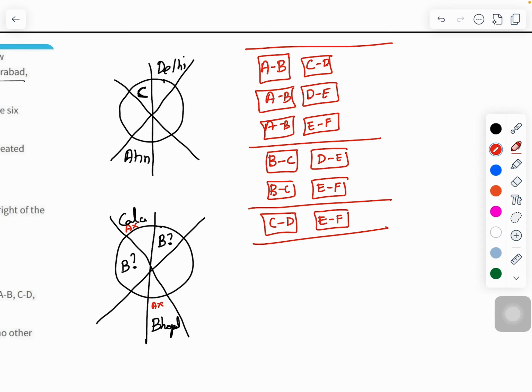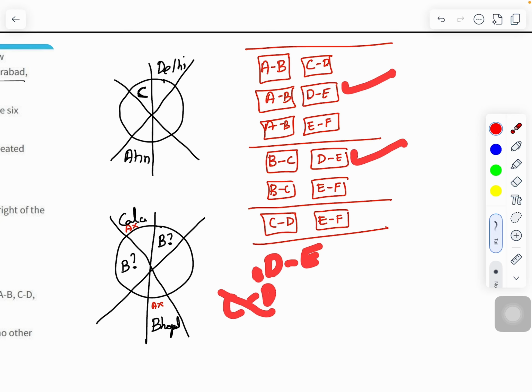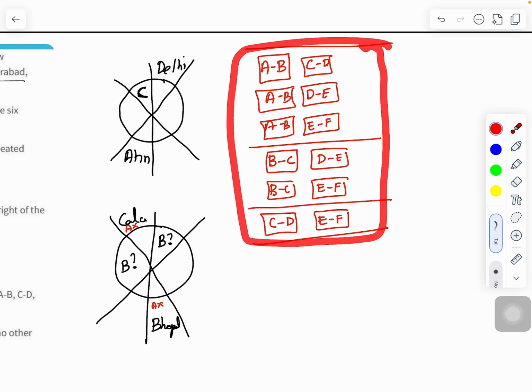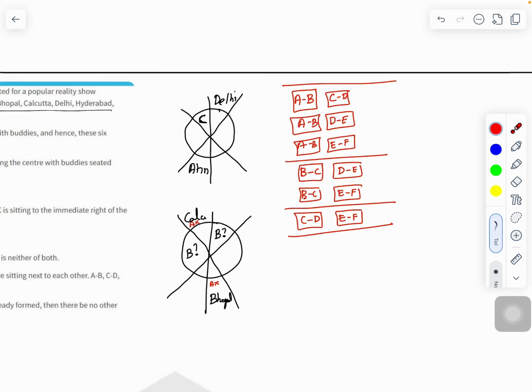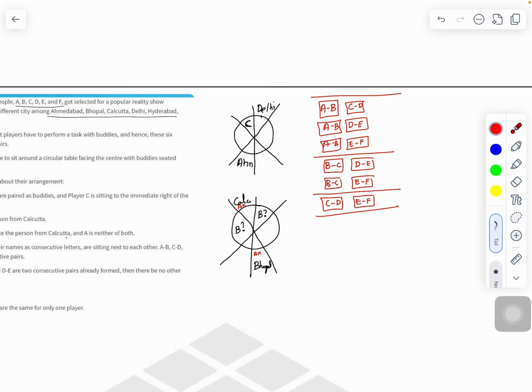Anything else? No. Beyond this, if we have D, DE could be a consecutive pair, but with DE, we can have AB, which is already considered. We can have BC, which is already considered. Can we have CD? No, because it won't be unique. Can we have EF? No, it won't be unique. Therefore, we have considered all possible consecutive pairs. So, AB, if it is one consecutive pair, CD could be the other consecutive pair. AB, if it is one consecutive pair, DE could be the other, or EF could be the other.